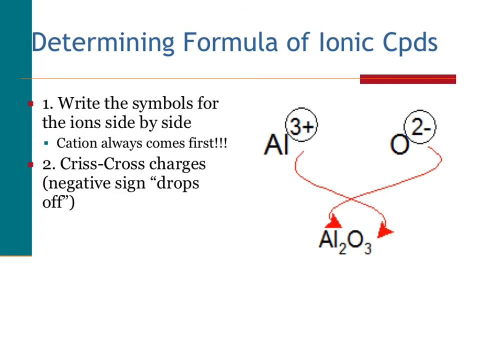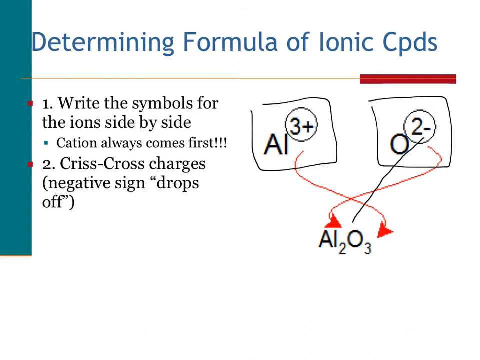I have no better way to explain this other than you have your charges written next to your individual ions, and you simply crisscross them and you drop the signs. The charges which were at the top get written at the bottom. So this 2 minus goes crisscross and goes after the aluminum and becomes a subscript, and the 3 plus for the aluminum crisscrosses and goes behind the oxygen as just a regular 3.